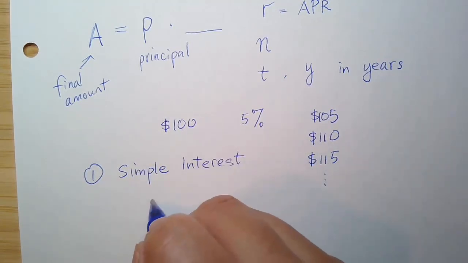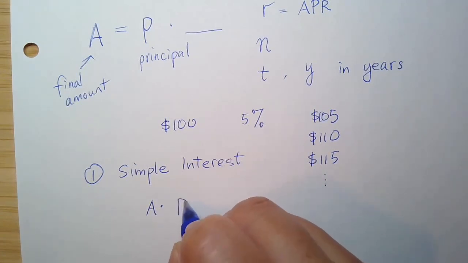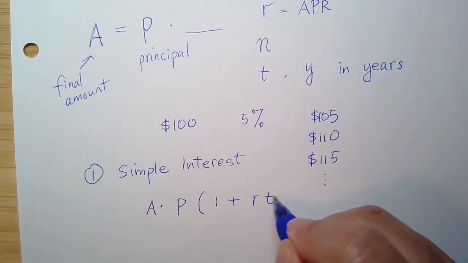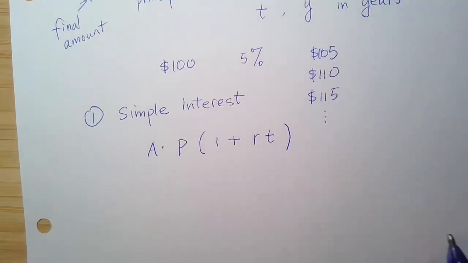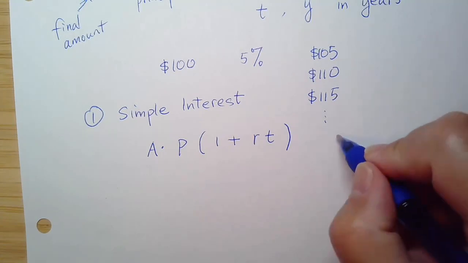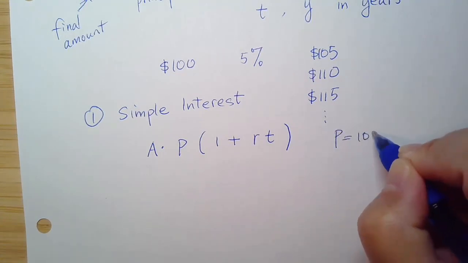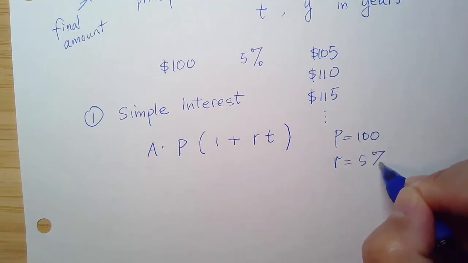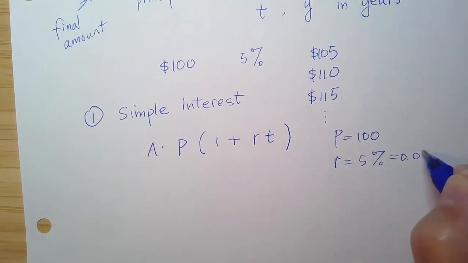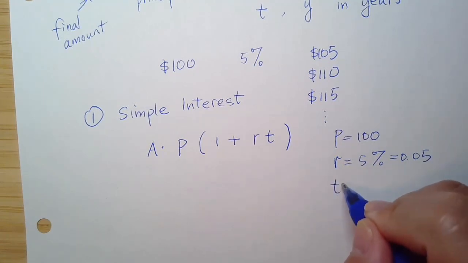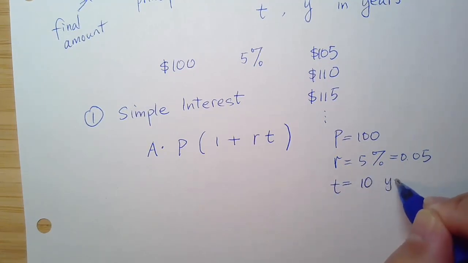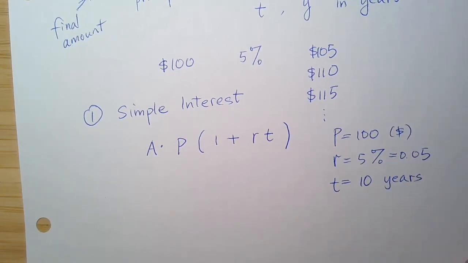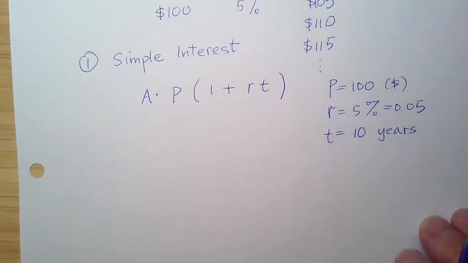The formula is this. A equals P times 1 plus RT. All right. So in our example, you put $100, which P is $100 as your principal, and your R is 5%, and we write that as 0.05, and we have T is 10 years. Okay. This is dollars, and that's years. How much will I get after 10 years? So we plug in the numbers.